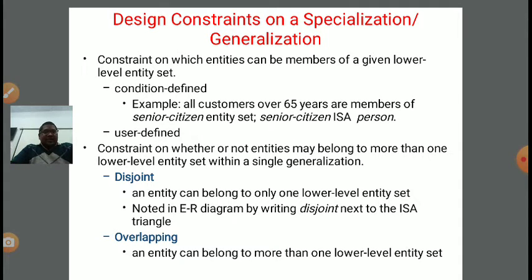So again summarizing, a constraint can be condition defined. For example, we need to differentiate the customers who are above 65 years, who will then be included in the senior citizen specialization of the person. Second is user defined. Similarly, there may be constraints on whether or not an entity may belong to more than one lower level entity set within a single generalization. Then they can be disjoint or overlapping. Overlapping means an entity can belong to more than one lower level entity set.